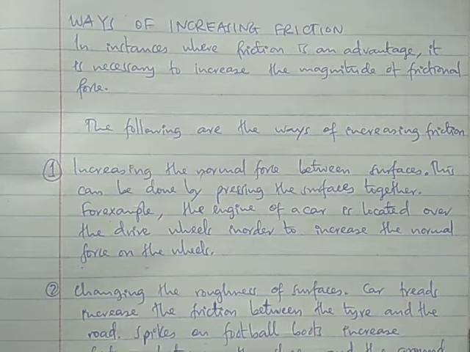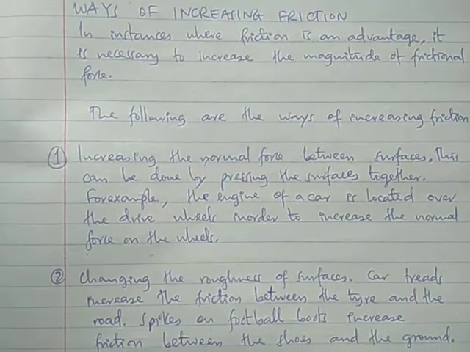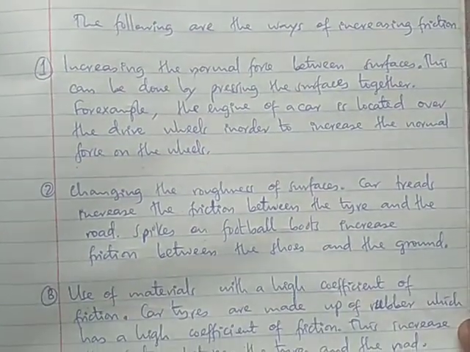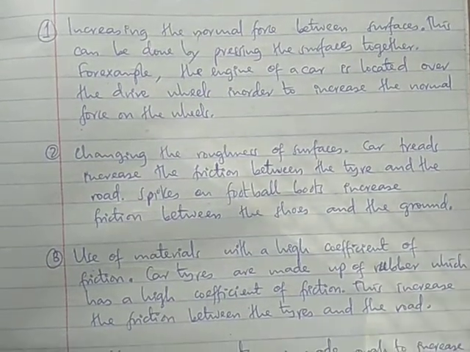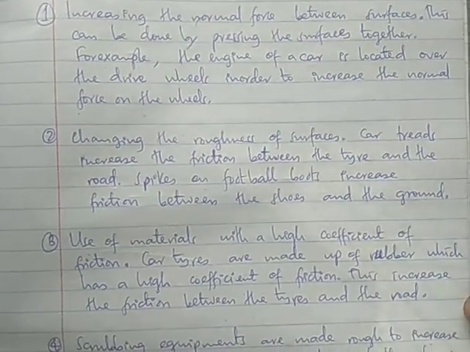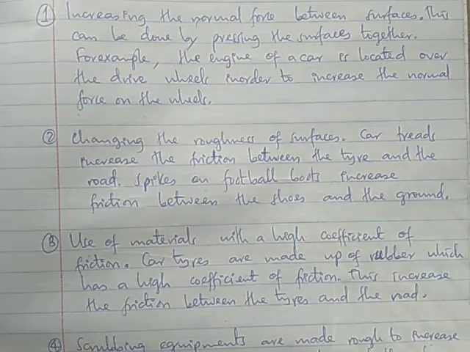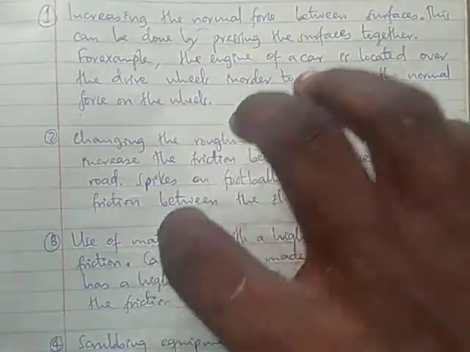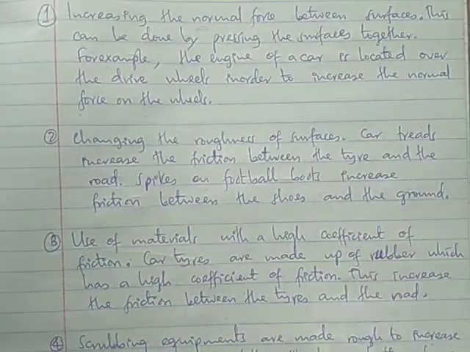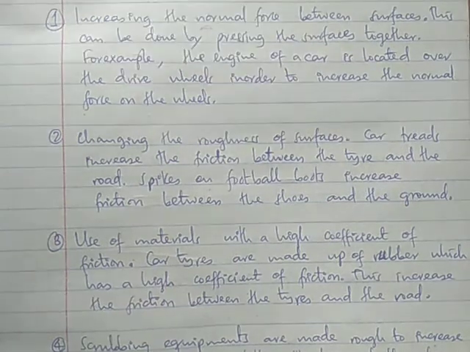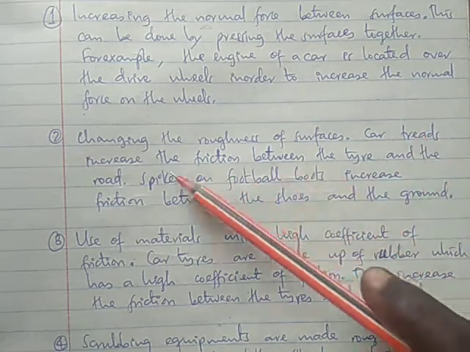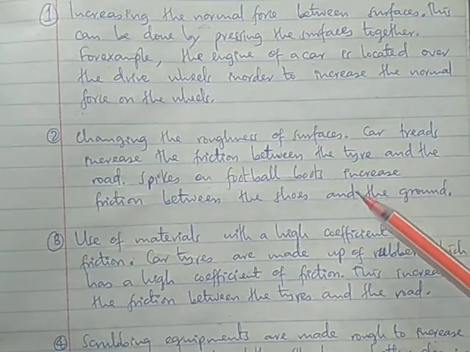Lakini njia ya pili ni changing the roughness of the surface. This is more applicable in the car tires. Unaweza kukuta car tires zinakuwa zina kama meno hivi ambayo yanakuwa yanakamata chini inavyokuwa inatembea, especially when they are new. So yale yanakuwa yamewekwa ili kuchange the roughness of the surface. So the car treads increase the friction between the tires and the road.